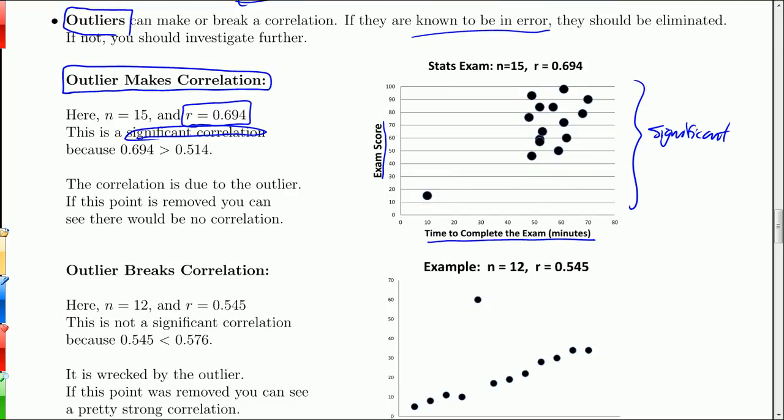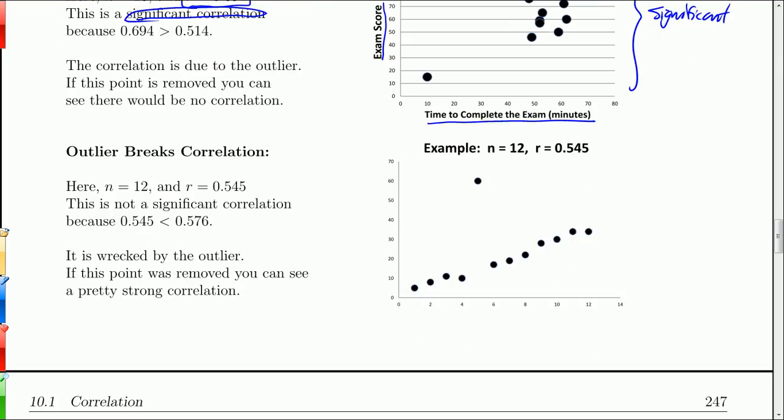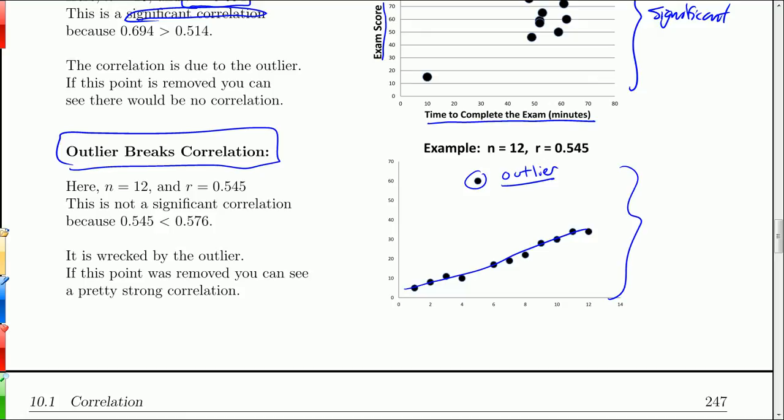So that's where an outlier makes a correlation. An outlier can also break a correlation, right? For example, if you look at this data, and there's no axis label, so we don't know what it is, but what we can see is that we've got a really nice correlation here, except for this outlier, right? And if you find the correlation coefficient for everything, you get R equals 0.545 for n equals 12.